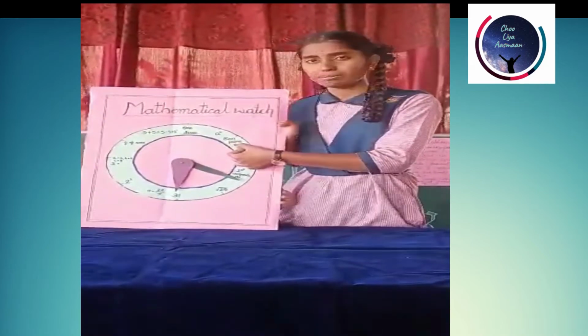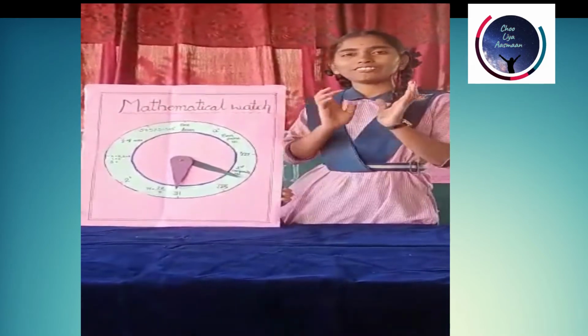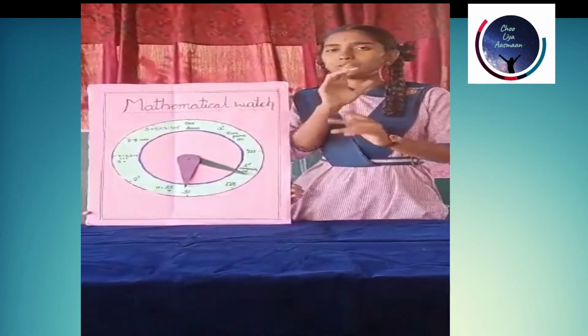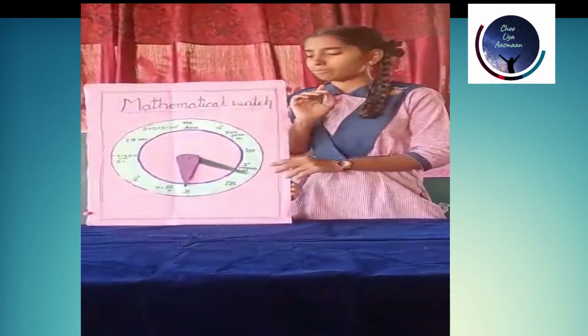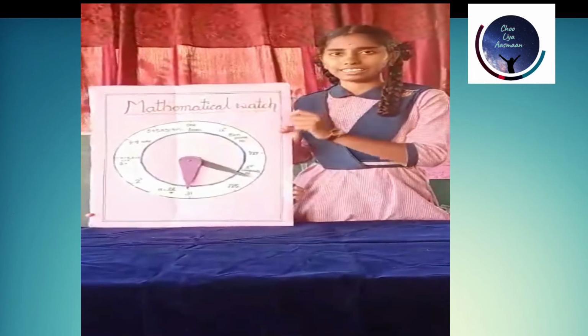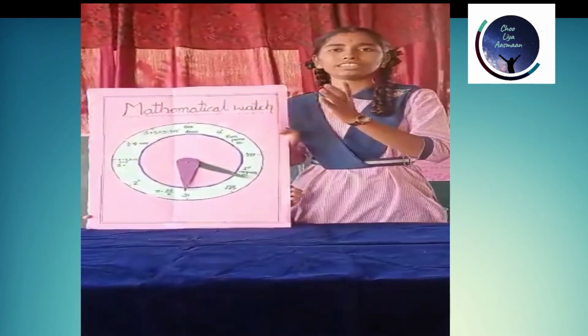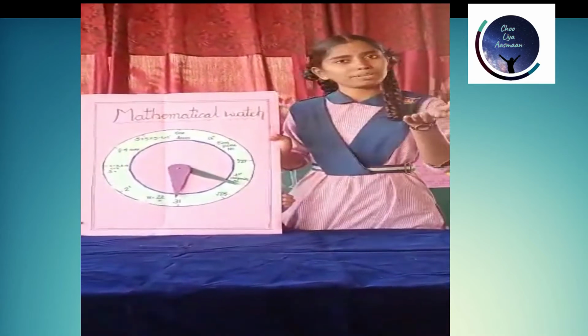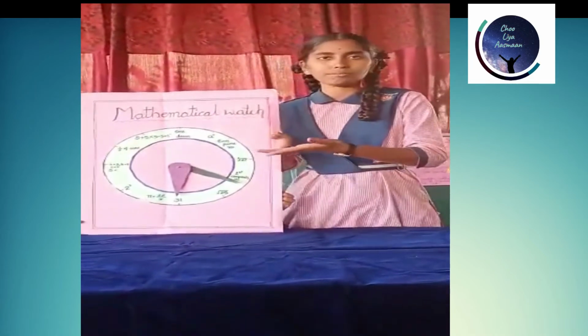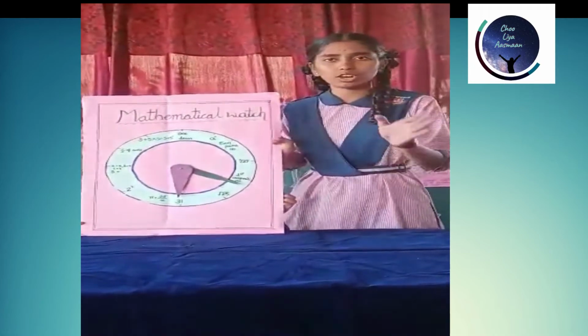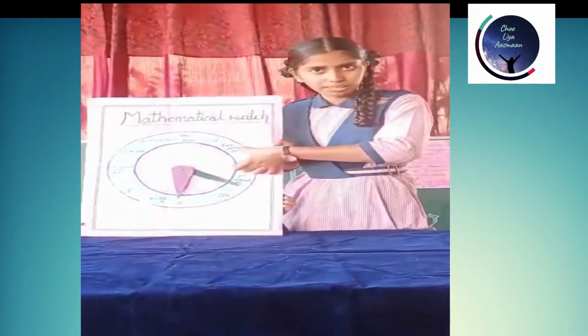Next, even prime number. We all know that the only even prime number in the number system is 2. The even prime number is nothing but a number which is a prime number and also an even number. The numbers which are divisible by 2 are even numbers. The numbers which are divisible only by 1 and itself are called prime numbers. So the 2 remains here.